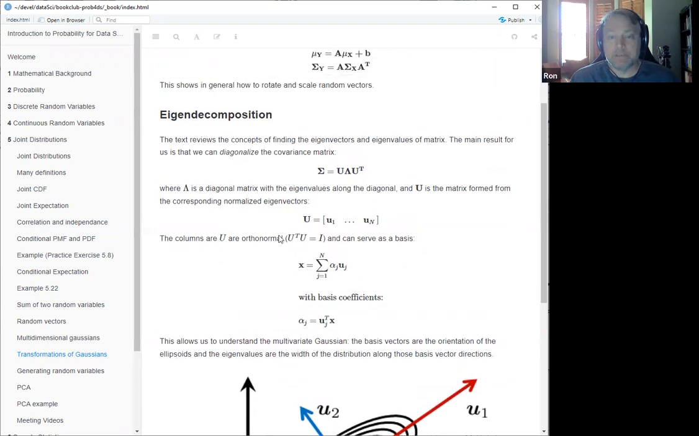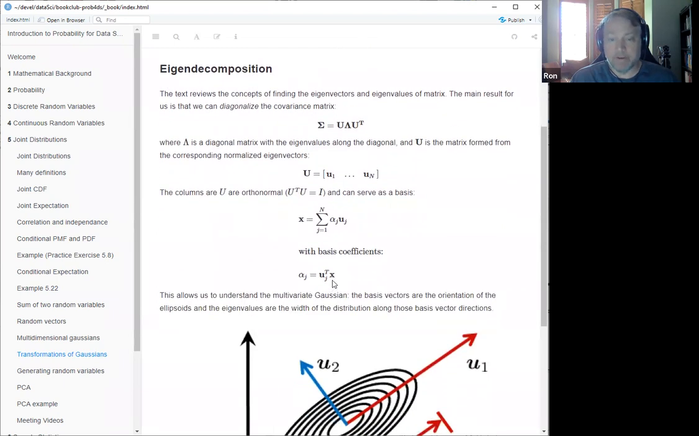So in any event, because these are orthonormal columns, they can serve as a basis, so we can expand our random vector in terms of these eigenvectors in this way, with these coefficients, which are simply determined by the transpose of the corresponding eigenvector multiplied by that random vector in the original space.